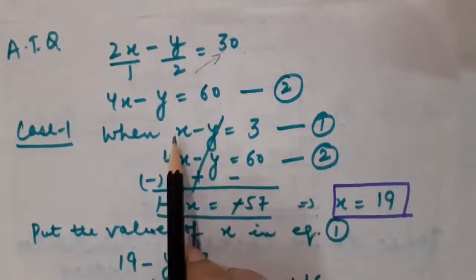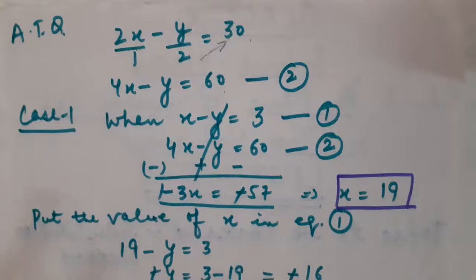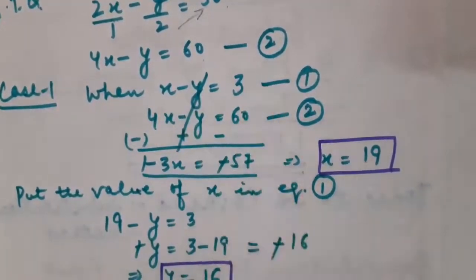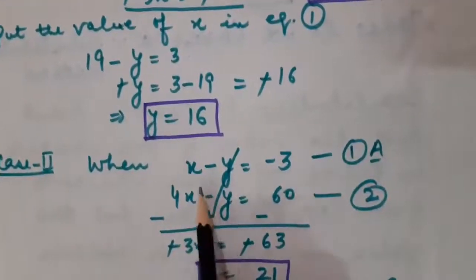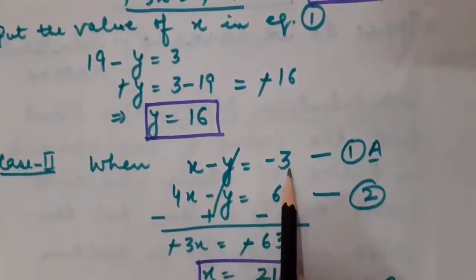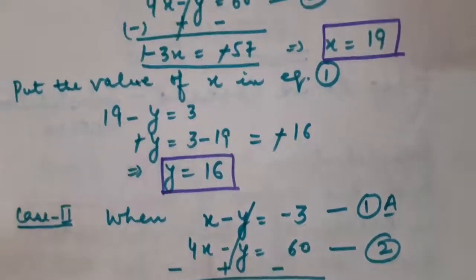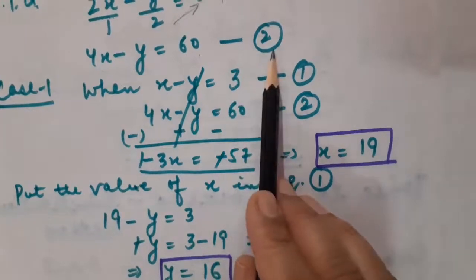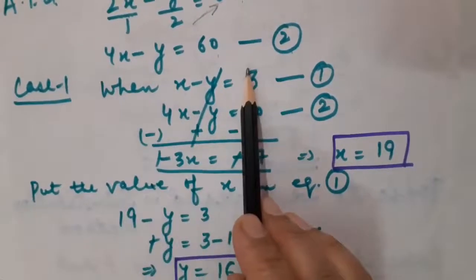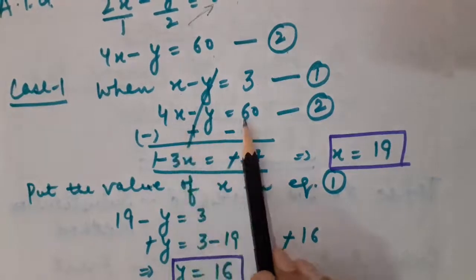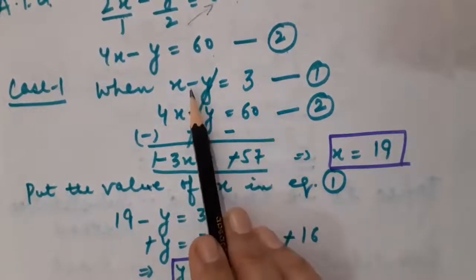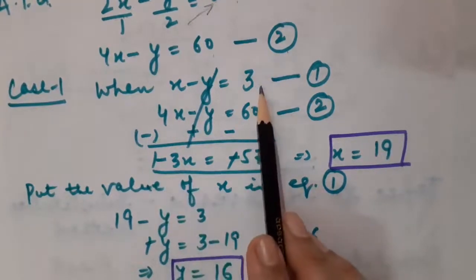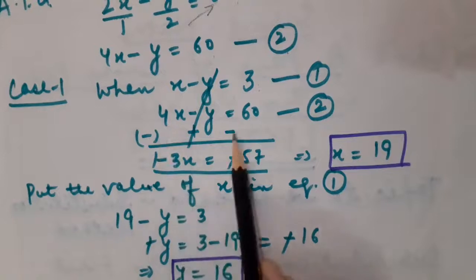Fine. Now children, I have made two cases. In case number 1, you had the equation x minus y is equal to 3. But in case number 2, you have the equation x minus y is equal to minus 3. Clear? So both the cases we have to consider in this question. But equation number 2 will remain as it is in both the cases because there is no variation in it. Fine. So 4x minus y is equal to 60. Here you can see minus y after changing the sign, after subtracting equation number 2 from equation number 1, I am just going to change the sign.